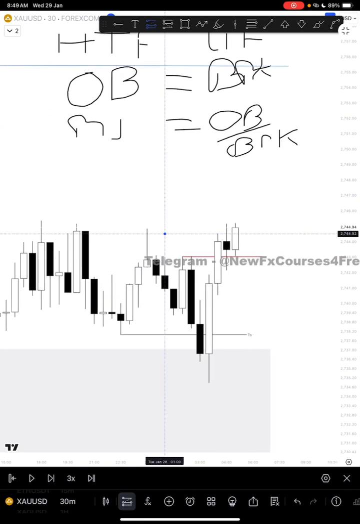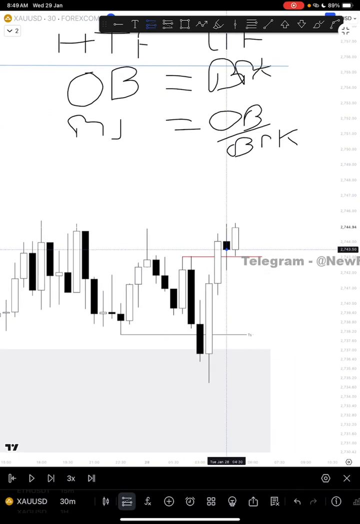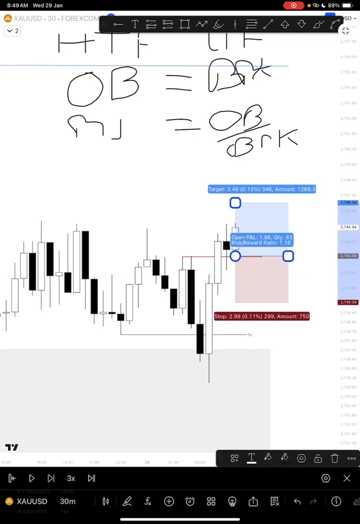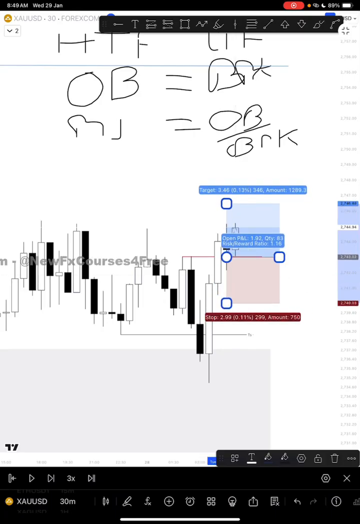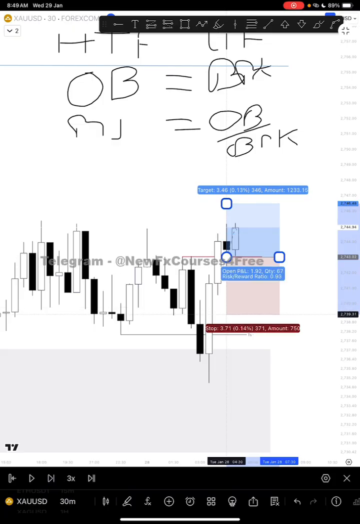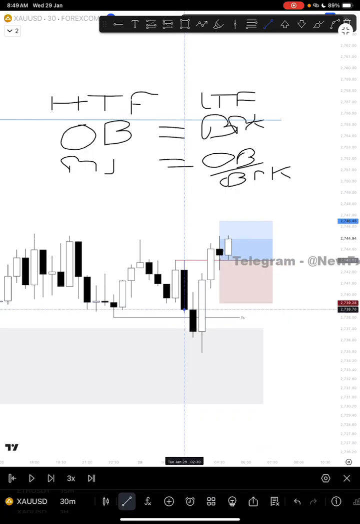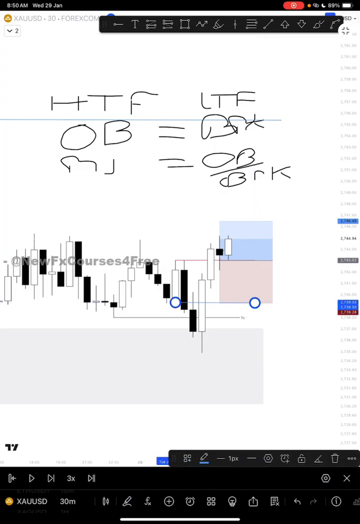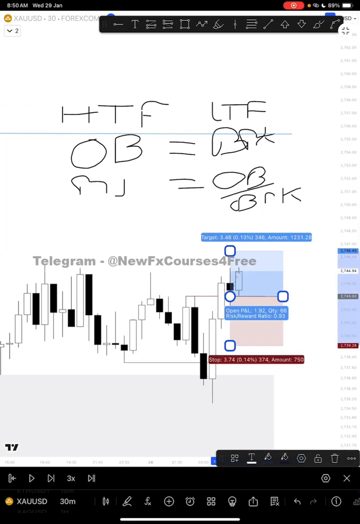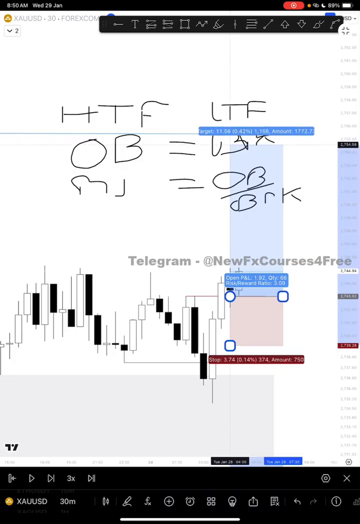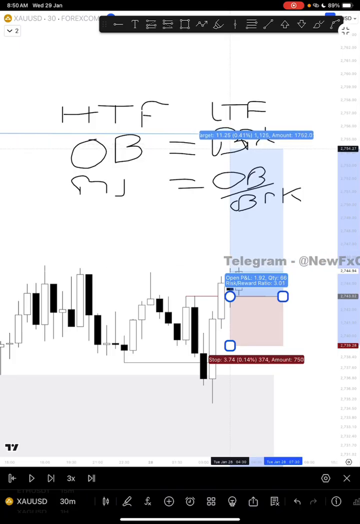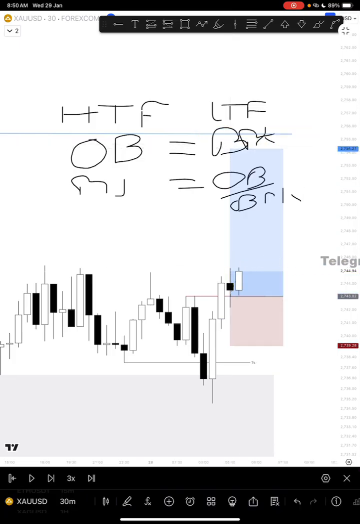So we are in on the first touch of this breaker block from here, and I'll stop below the lower quadrant of this breaker block. This is the lower quadrant here, and here this is exactly 3 arrow. Let me take these off.